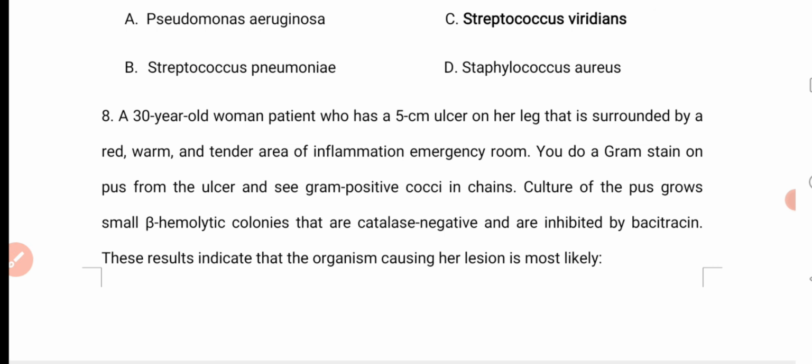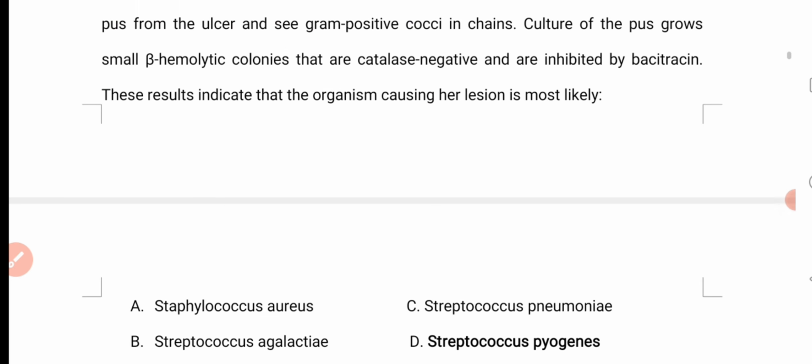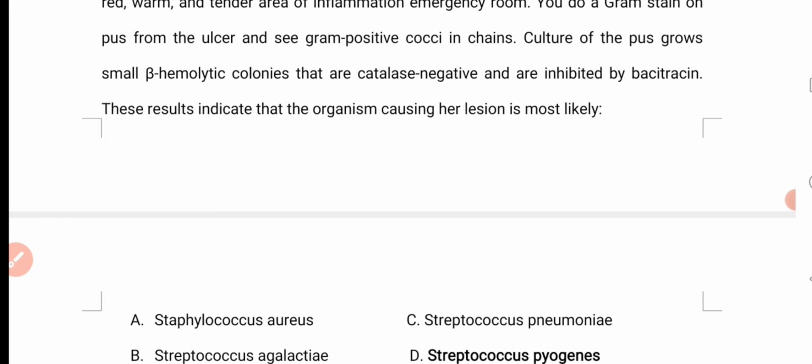The next is a 30-year-old woman who had a 5 centimeter ulcer on her leg, surrounded by a red, warm and tender area of inflammation. We did a gram stain from the ulcer and saw gram-positive cocci in chains. Culture showed small beta hemolytic colonies that are catalase negative and inhibited by bacitracin. This result indicates the organism is most likely what? As we know, first we run the catalase. It's catalase negative, which means Strep, not Staph.